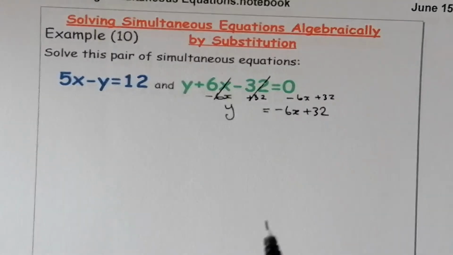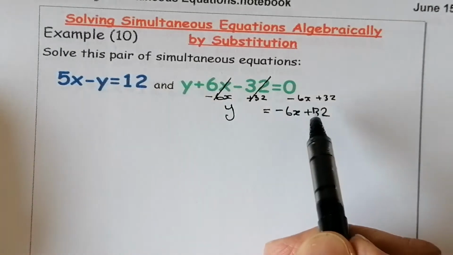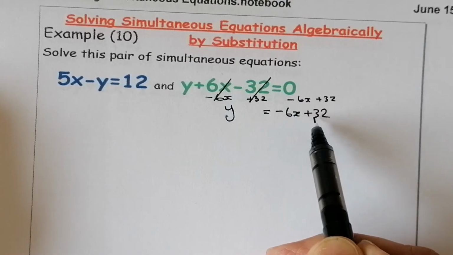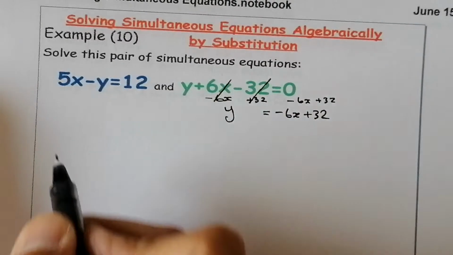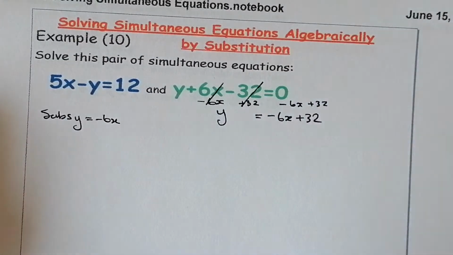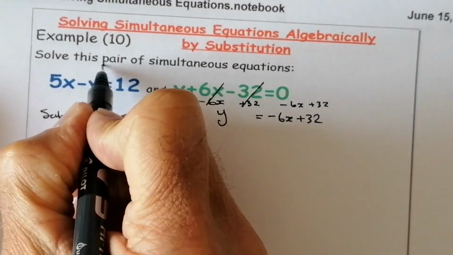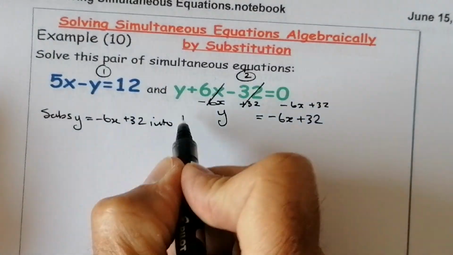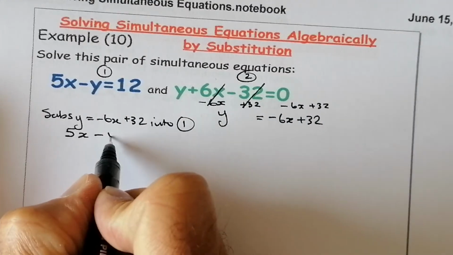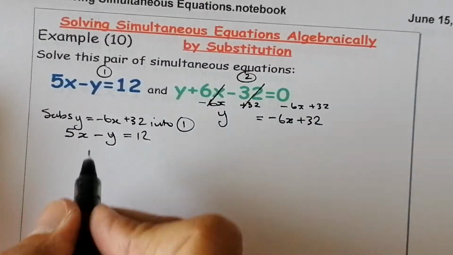And remember now what we're going to do is we're going to replace y in this equation here, y there, with this part of the equation, because y equals negative 6x plus 32. I'm going to substitute it into there. So substitute y equals negative 6x plus 32 into, and I'm going to call that equation number 1 there, that one there equation number 2. So there's equation 1. That starts off as 5x minus y equals 12. I'm putting that in there instead of y.